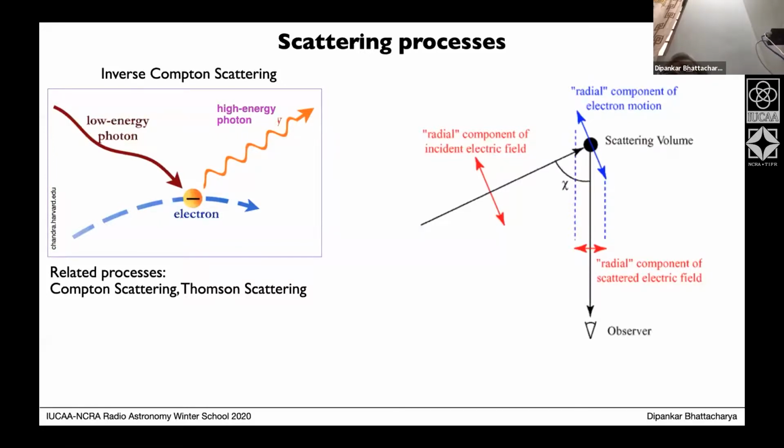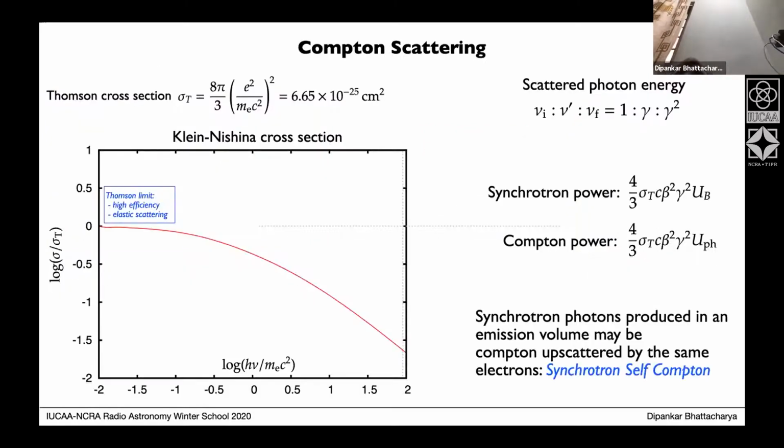Now, once this electron is accelerated, of course, an observer will then see a component of the acceleration, and hence will see a radiation electric field. So this observer, which is shown here, sees the projected part of this acceleration, which is shown in small red arrows, and the observer will see electromagnetic radiation. And this is the scattering process, and this is a typical description of Thomson scattering. So in the Thomson limit, the scattering cross-section is given by this fundamental constant, 8 pi by 3 e squared by m_e c squared.